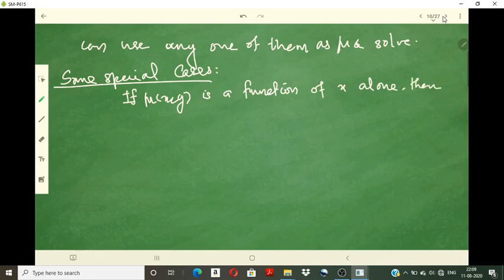we already said that the derivative of mu M with respect to y is the same as, we know, mu N with respect to x.